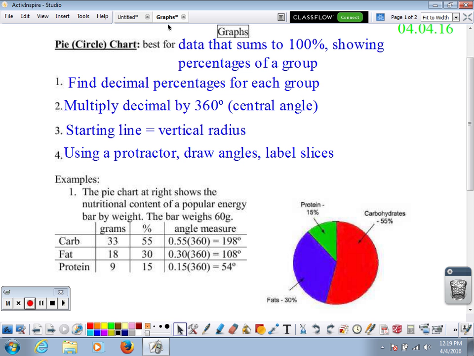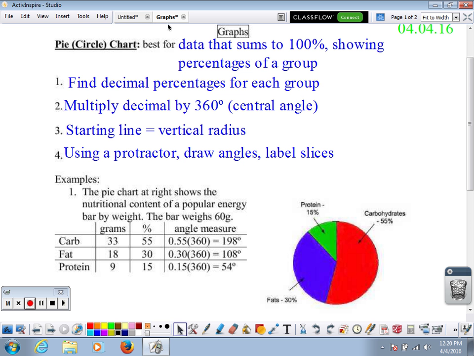Now, I want to bring your attention to one thing. Your pie chart is the flip of mine. It's the reverse. It's flipped horizontally. If you take a look at yours, my carbs are on the right and your carbs are on the left. But it's the exact same graph. It's the same percentages, the same quantities.